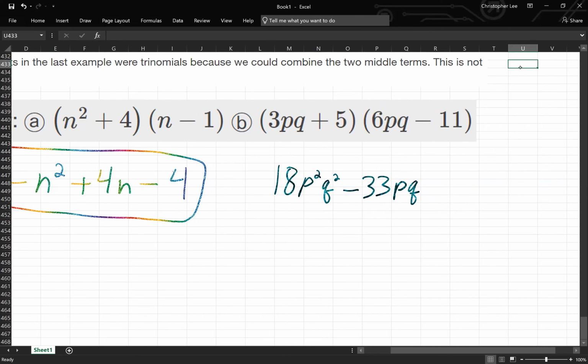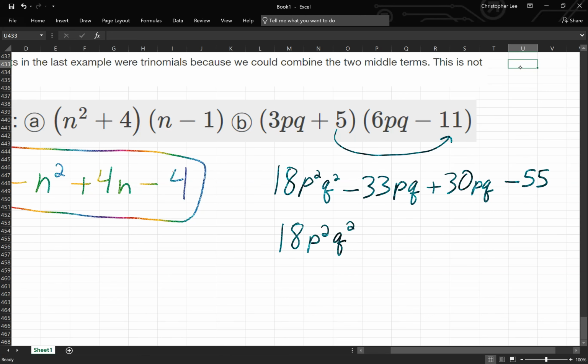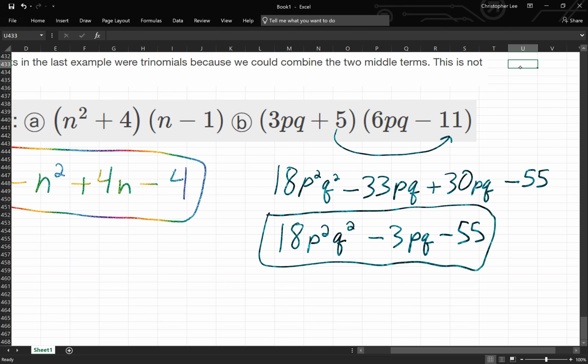All right. Next, I'm going to have 5 times 6PQ, which is going to give me a positive 30PQ. And then last but not least, I'm going to have 5 times negative 11, which is going to give me a negative 55. Combining like terms, I'm going to get what? 18 P squared Q squared minus 3PQ minus 55. This will be my final answer. Because in this situation, I can combine like terms.